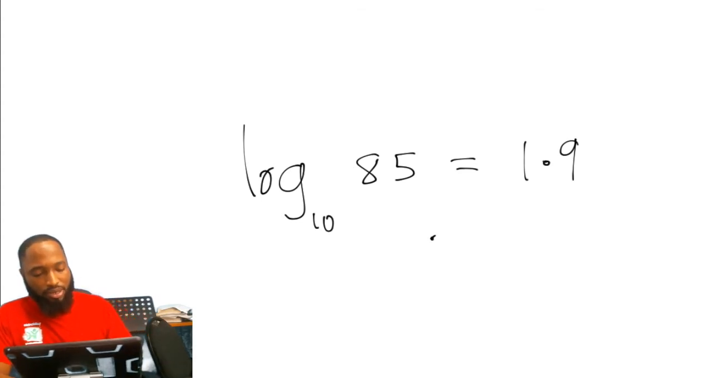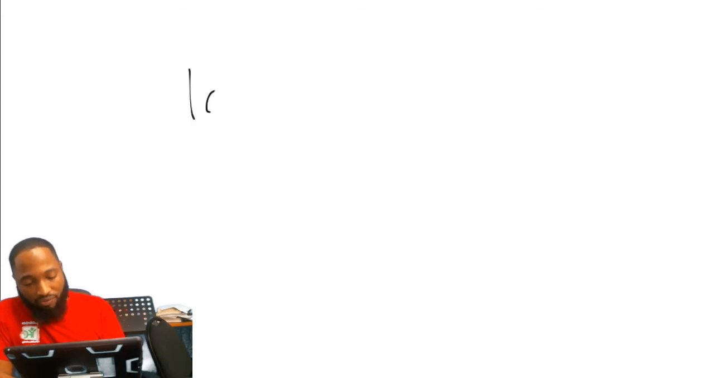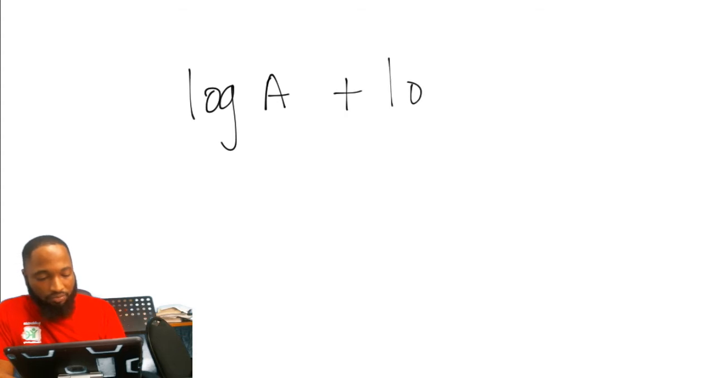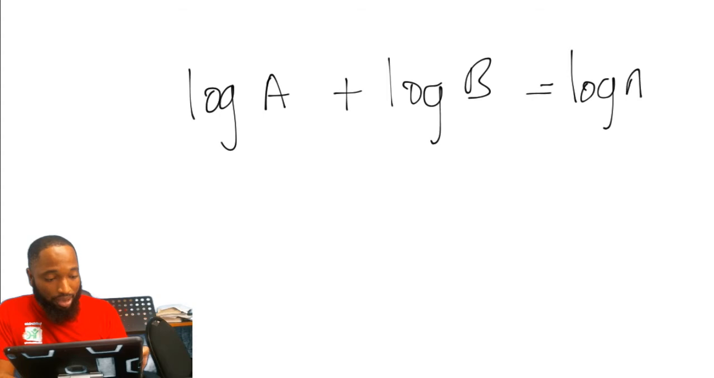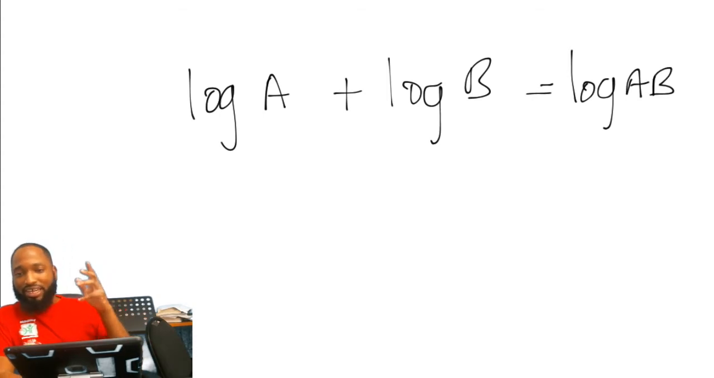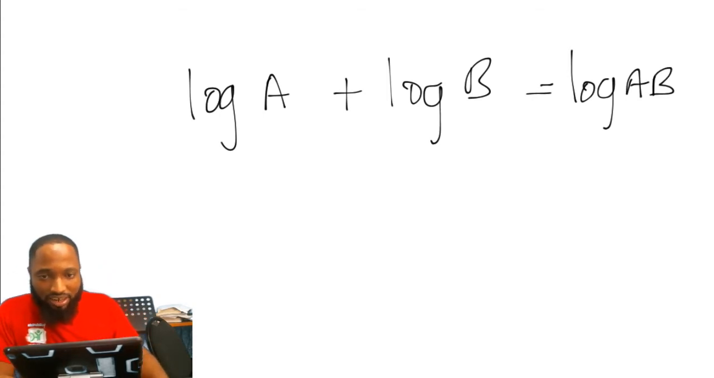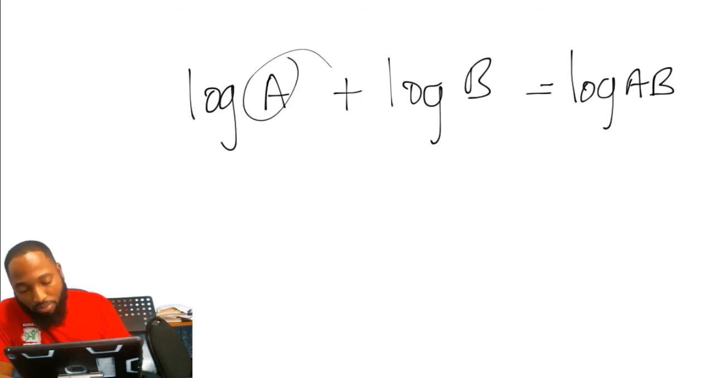Now from this, you'd be able to decode how you get the first rule. So you have log of A plus log of B, and they are saying that this is the same as the log of A by B. Yes, because remember, when you're thinking log, you're dealing with powers. Because you have the powers, you can multiply them when you're adding the powers. It's very simple. Let me show you why.